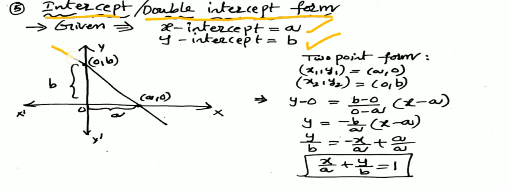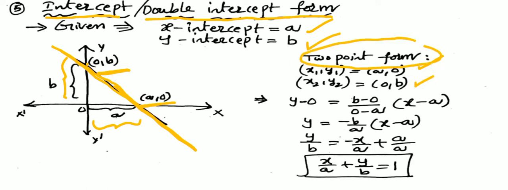So this is the diagram, you can understand clearly. This is the line. This line touches the x-axis at A units from the origin, and touches the y-axis at B units from the origin. This length is A, this length is B. So we can find the points. This point is (A, 0). This point is (0, B). So let us consider (x1, y1) equal to (A, 0), and (x2, y2) equal to (0, B).